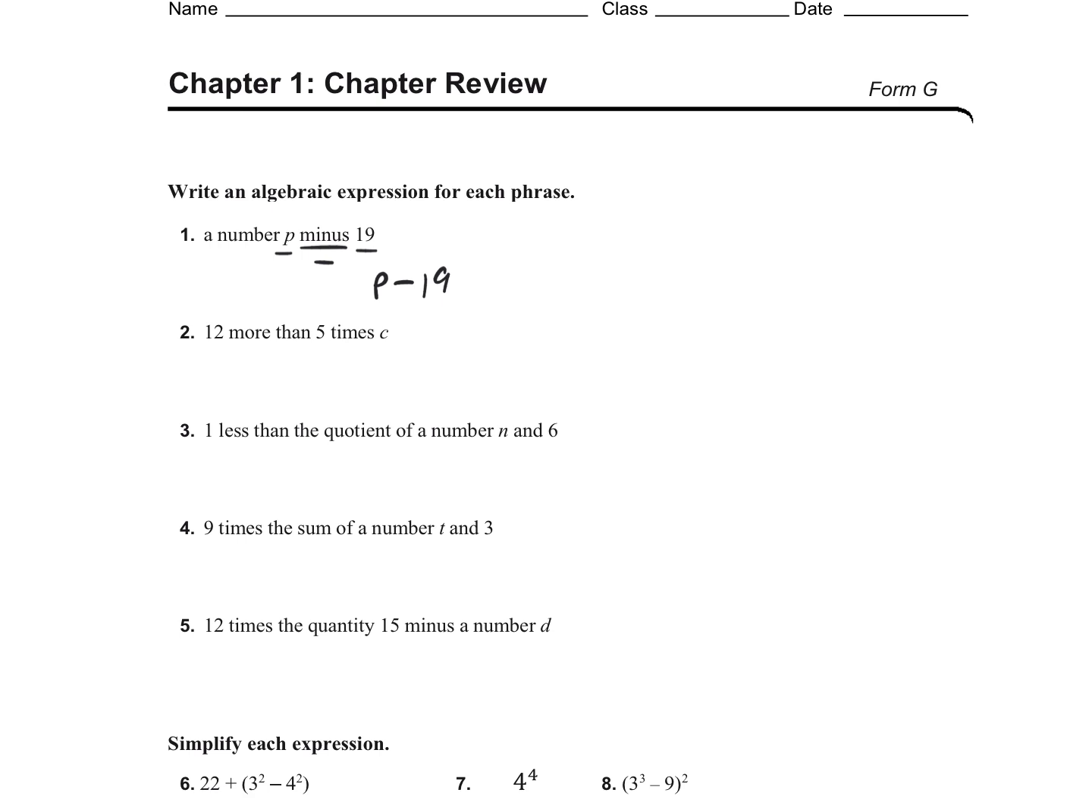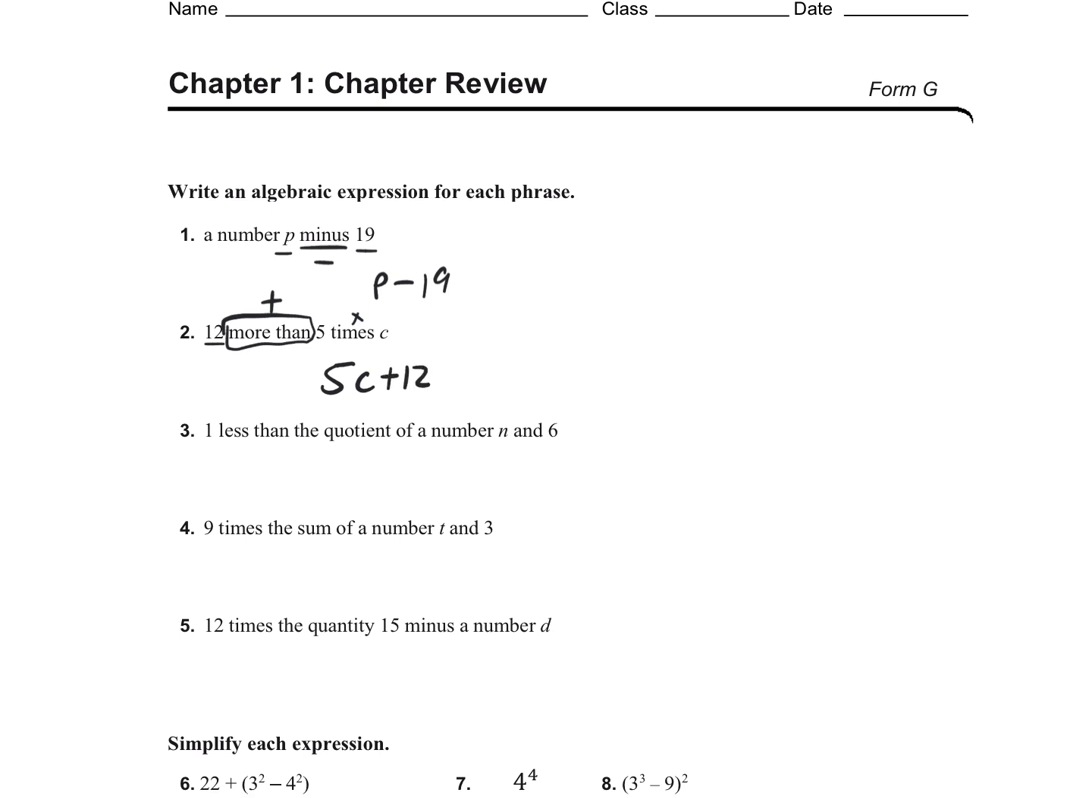And then 12 more than 5 times c. Well, more than means plus, and times is multiplication. So 12 more than 5 times c: we're going to do the product 5 times c, and then do 12 more than that, so plus 12.